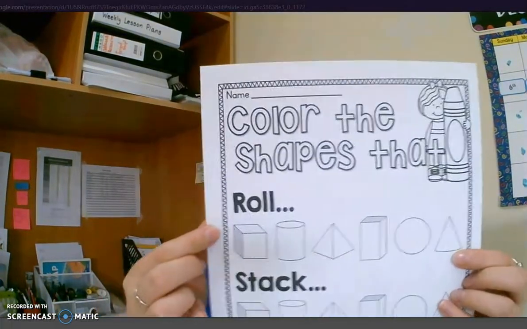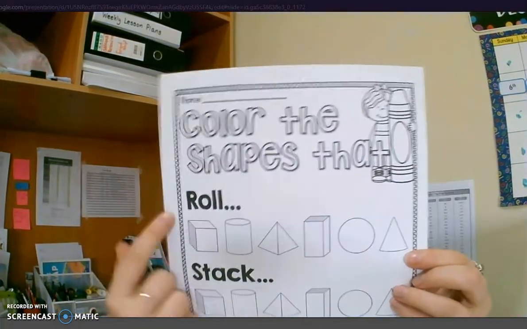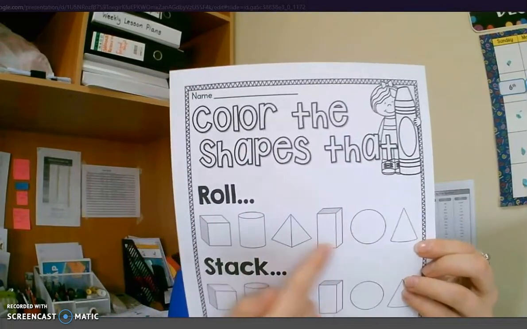So let's just go over this very quickly. What does it mean if a shape can roll? It means that it has a round edge. So if you put it down, does it have a round edge? Could you push it and have it roll around? Can it roll? So on this sheet, the first thing it asks is roll. Can it roll? Which ones of these shapes have round edges?